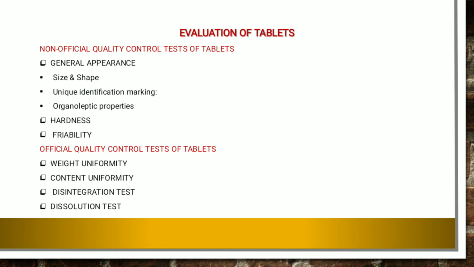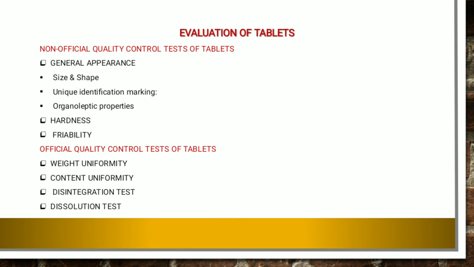So basically, non-official quality control tests for tablets include general appearance, which includes size and shape, unique identification mark, and organoleptic properties, whereas it also includes hardness and friability. And official quality control tests for tablets include weight uniformity, or we also call it weight variation test, content uniformity, then disintegration test, and dissolution test. So these are different tests that are performed for tablets. Now let us see one by one in detail.